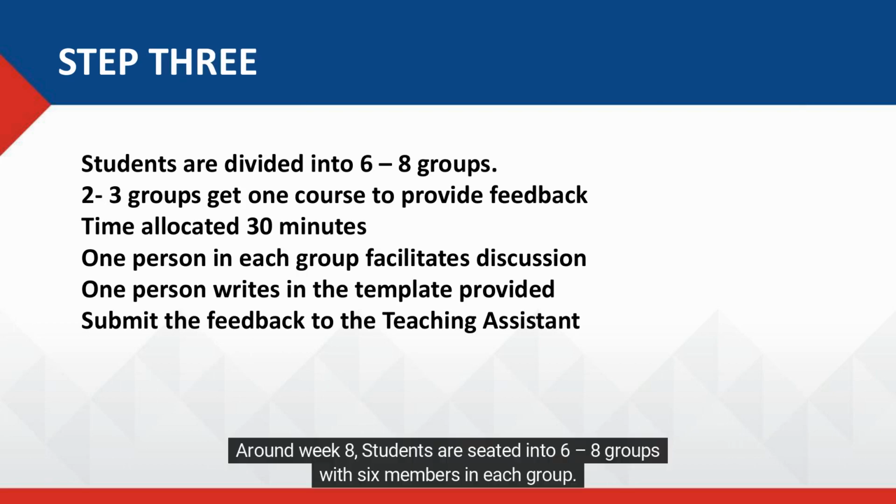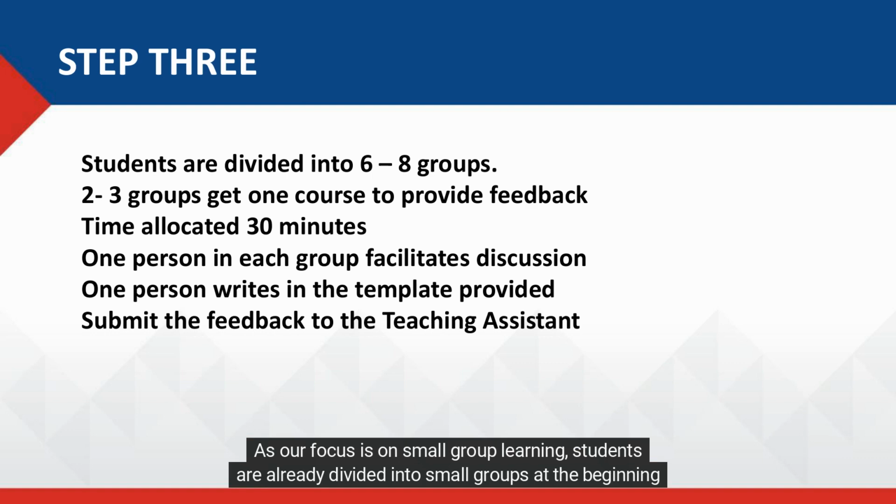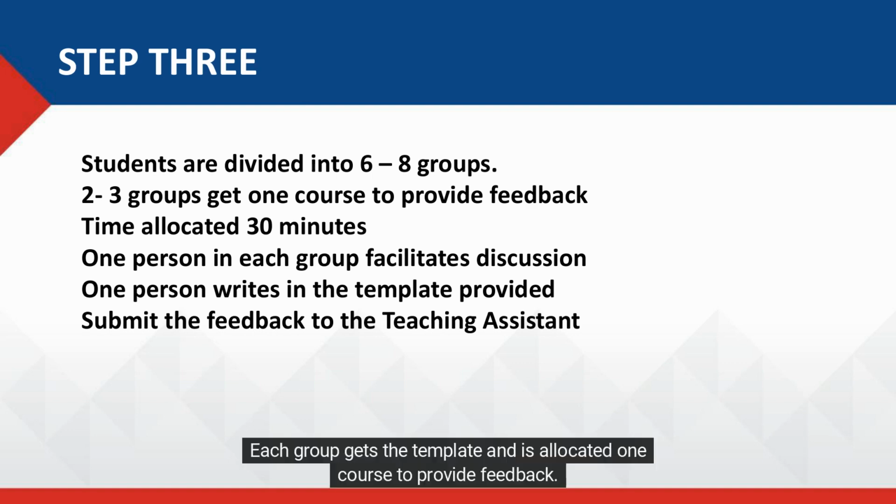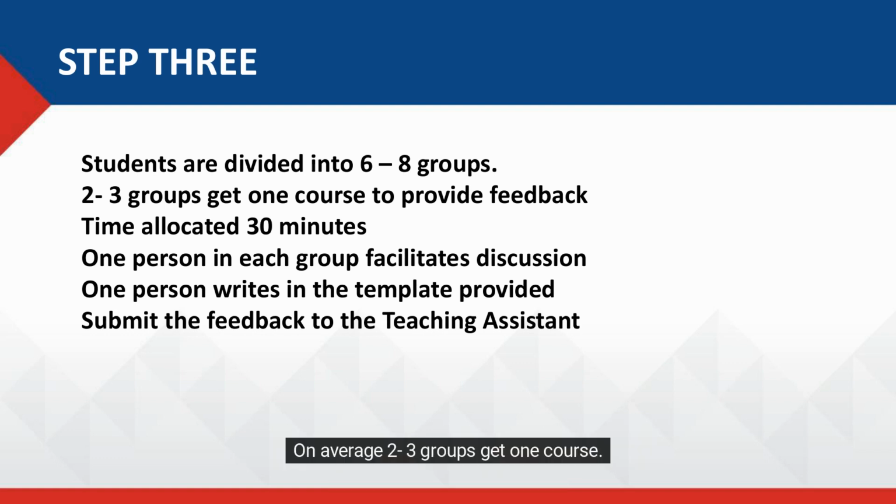Around week 8, students are seated into 6-8 groups, with 6 members in each group. As our focus is on small group learning, students are already divided into small groups at the beginning, and these groups change every year. Each group gets the template and is allocated one course to provide feedback. On average, 2-3 groups get one course. It takes about 30 minutes.